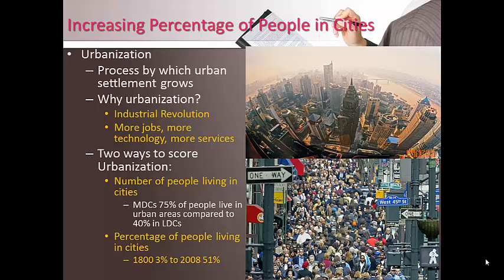It's the number of people living in cities, and as of right now, in MDCs, 75% of people live in urban areas compared to 40% in LDCs, with the exception of Latin America, which mimics MDC more than LDC regions. And the percentage of people living in cities: in the 1800s, about 200 years ago, 3% of people lived in cities. 200 years later, in 2008, a little over 50%, 51% of people live in cities. There's a dramatic change over the last 200 years, and that's why we see a shift from rural to urban areas.